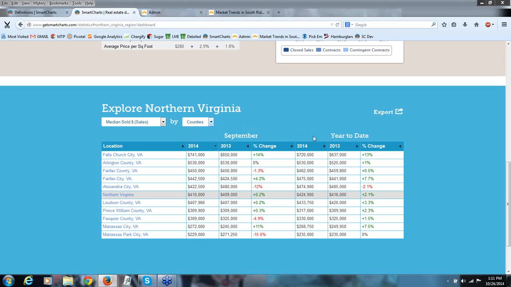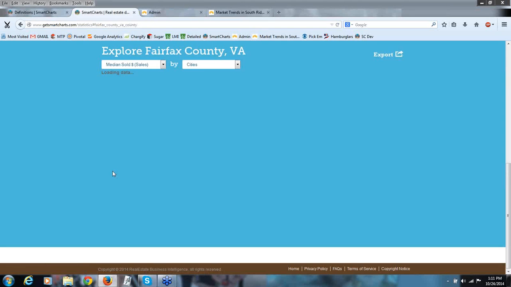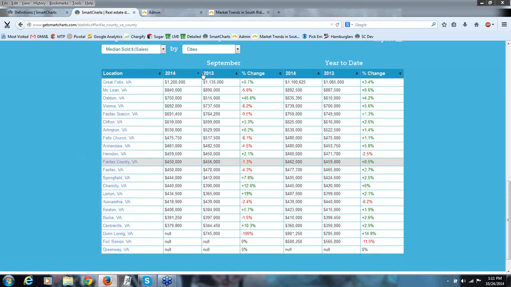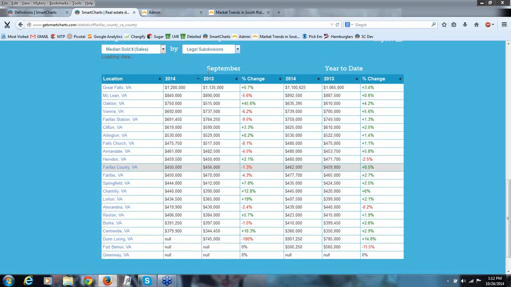So this is a great stop, especially when you're looking at, let's say you're on a county page. I'll go ahead and jump to a county page. So let's jump to Fairfax County. The default for this is for cities. Cities a lot of times don't have, obviously, as high a volume as a county, and especially when you jump into zip codes or even into legal subdivisions. I'll go ahead and jump into legal subdivisions to show you what I'm talking about.